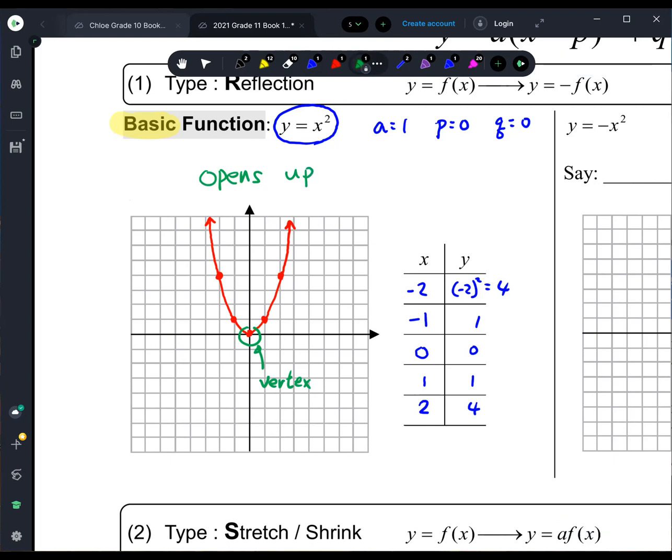So here we have two things. One is the vertex. Vertex here is at 0, 0. And the graph opens up. Everyone got this part down? Please raise your hand when you're ready to move on to the right side.